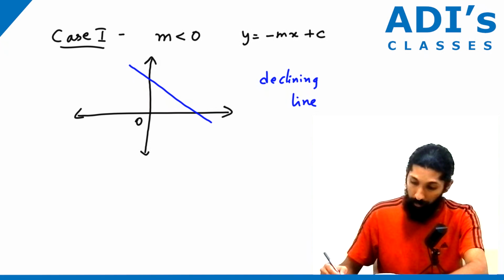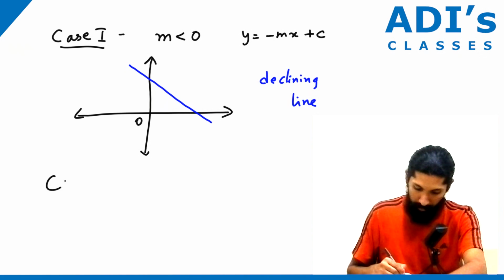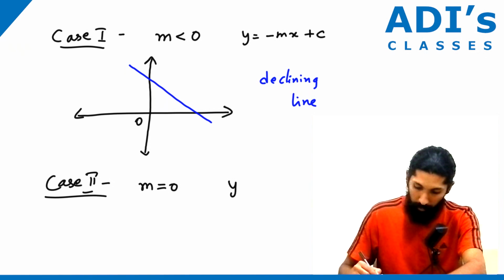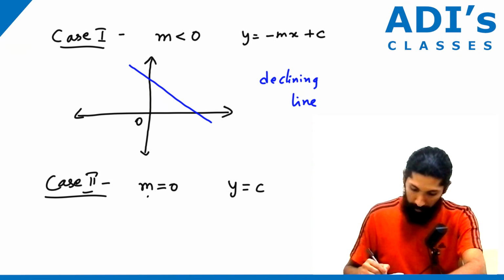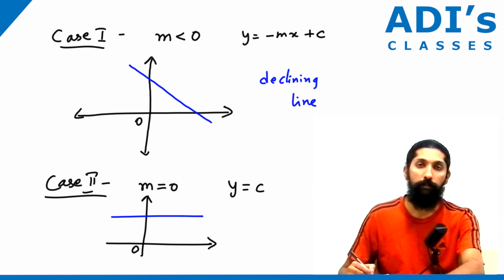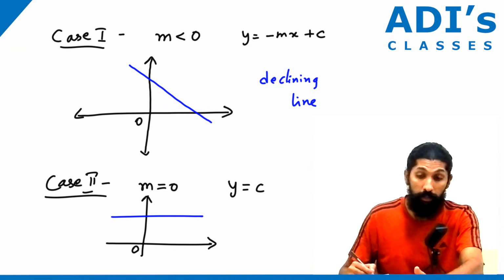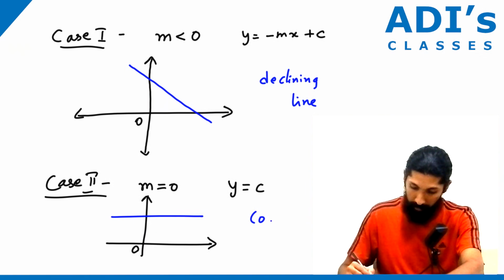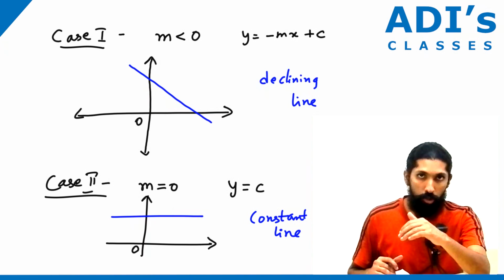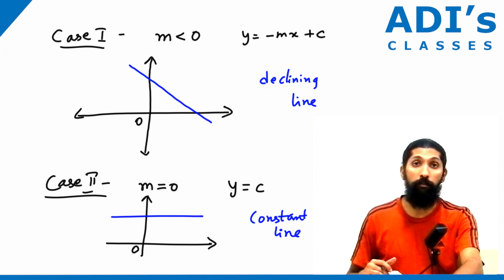Got it? Now the second case, case 2, is where m value is equal to 0. That means we have y is equal to c. So in this case, now this is a line which is parallel to x-axis like this. Okay, it's a constant line. So in this case, this becomes a constant line. It's neither increasing nor decreasing. It is constant. So this is where we have m is equal to 0.